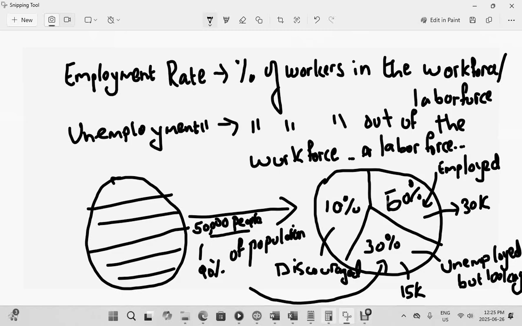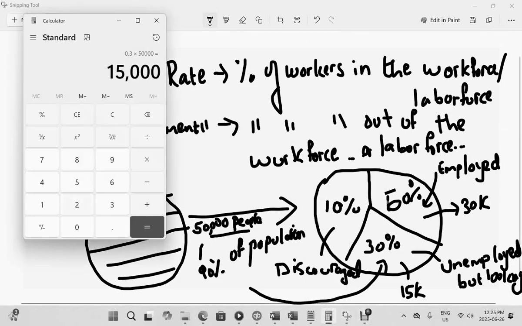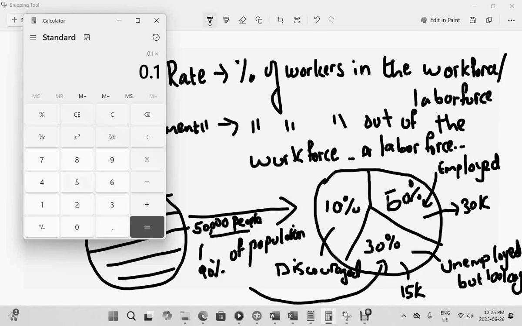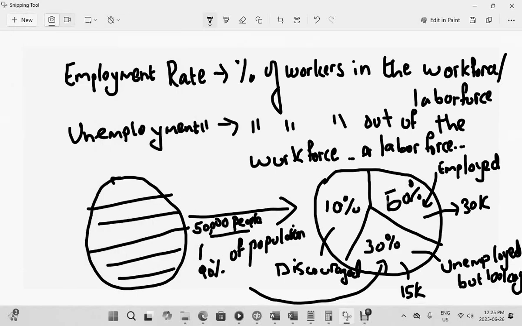And over here you have 10% of 50,000 people. This will be 5,000. So 5,000 people are discouraged workers, people who are no longer looking for work. If you add these up, they will sum up to 50K. Now the employment rate is 60%. The unemployment rate is 30%.